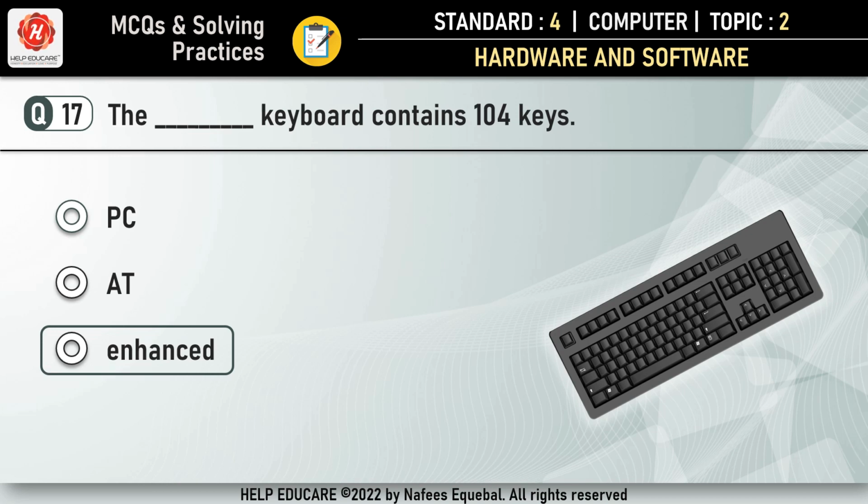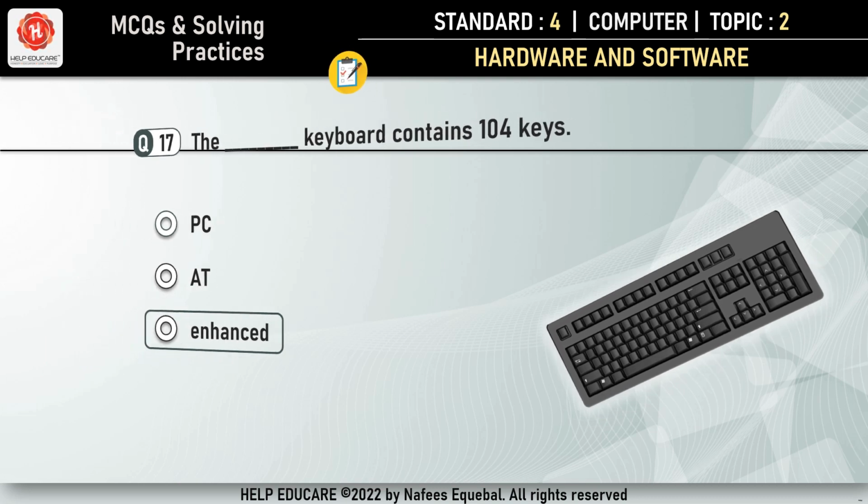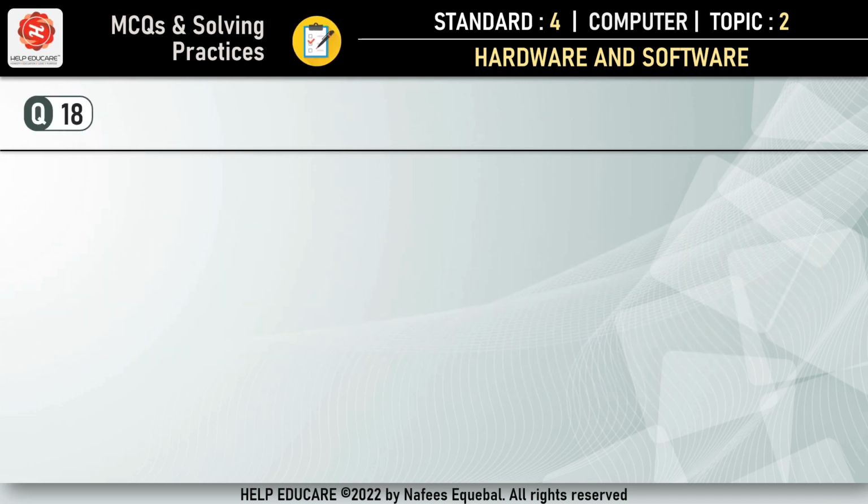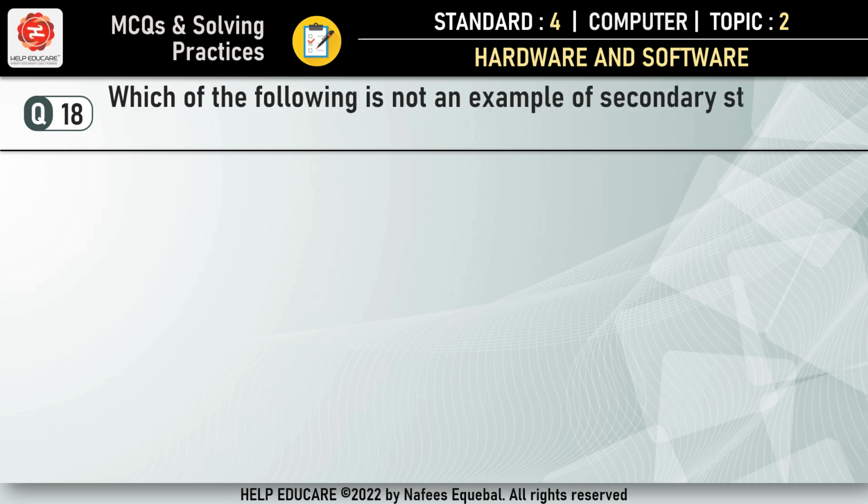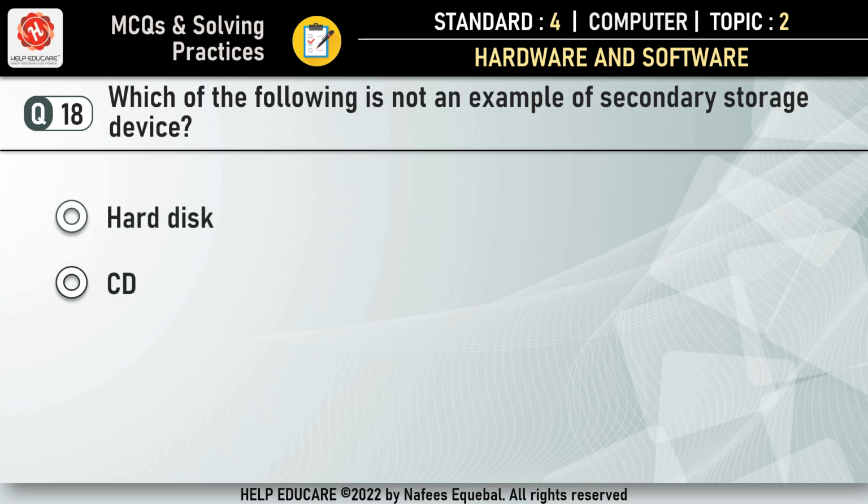Correct answer is enhanced. Question number 18. Which of the following is not an example of secondary storage device? First option, hard disk. Second option, CD. Third option, ROM. Fourth option, DVD. Answer will be displayed in 10 seconds.